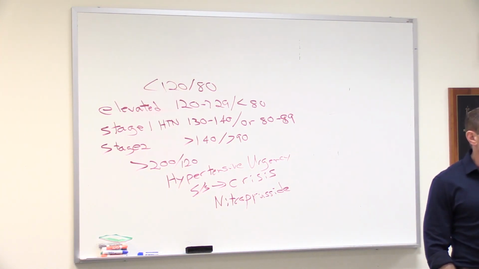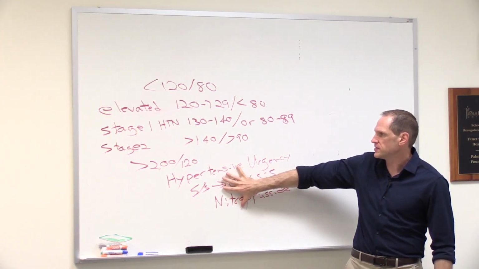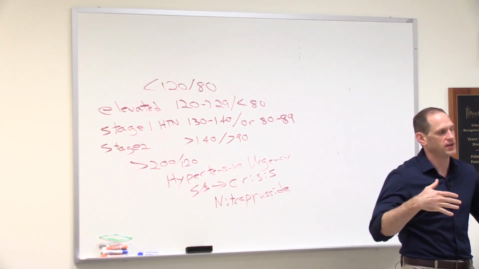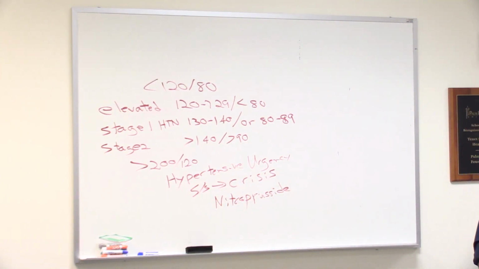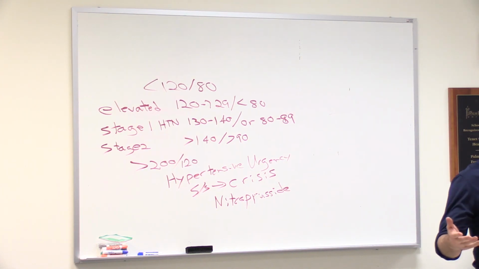Now, that's crisis. Most patients are not going to be in crisis. They are going to be what we call in the silent killer phase. What does that mean? High blood pressure is the silent killer. It means you don't have symptoms. You don't, at least none that you recognize. So you don't have any signs or symptoms, but you're having damage being done over time.